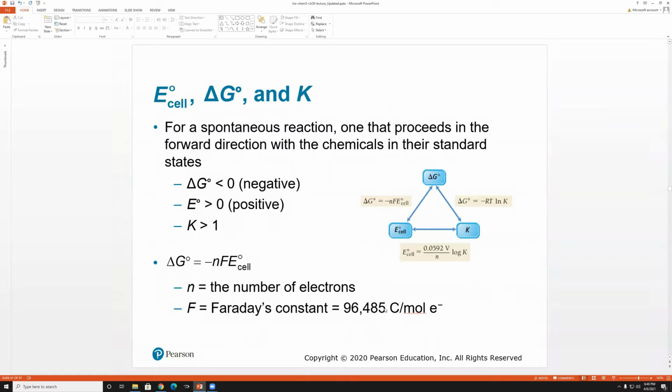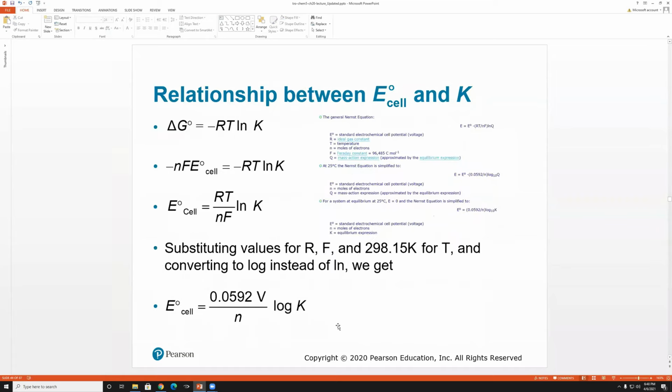Then we can talk about delta G. So for spontaneous, now we know delta G is negative. Delta E is positive for spontaneous. We just learned that. And also K is greater than 1. That means the reaction will occur spontaneously in the forward direction. And then we have another equation where we can quantify delta G in terms of E by using negative n, which is the number of electrons, times F, Faraday's constant, times the voltage of your cell. So that's a useful equation on the homeworks. And here are some other useful equations. We'll go over them in class that will be given.